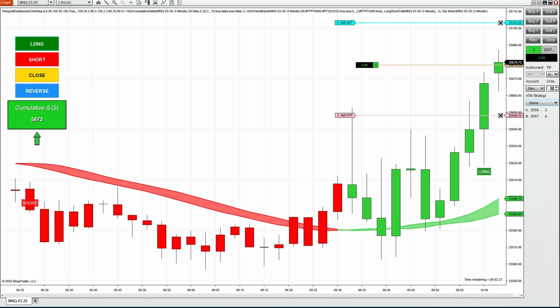I've got the cumulative delta. That's all the way over to the left. Now I like to wait till that gets to a certain level, depending on the size of your candle and what you're trading, before I will get in a trade. And it was well over 3,000, so I got in. You can see right now it's running over 5.